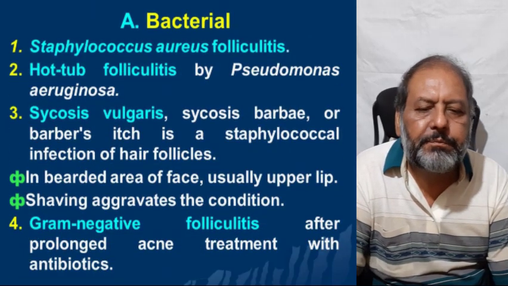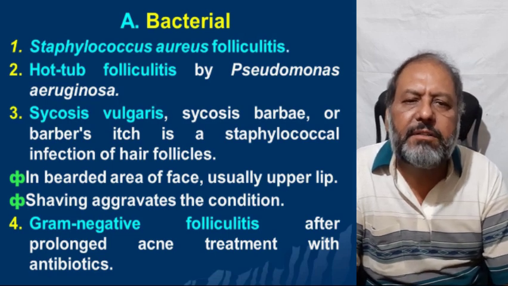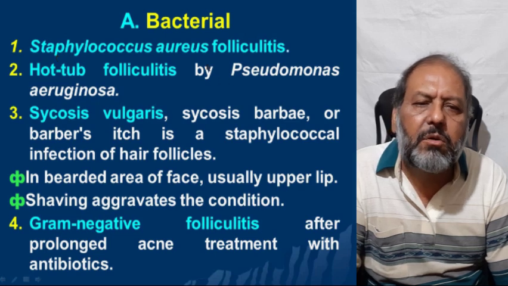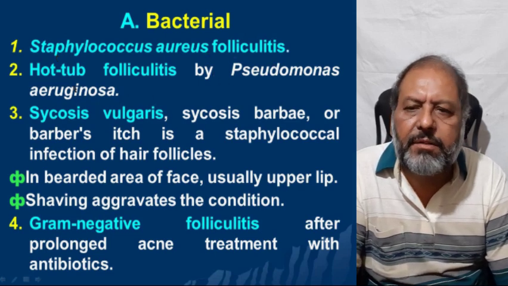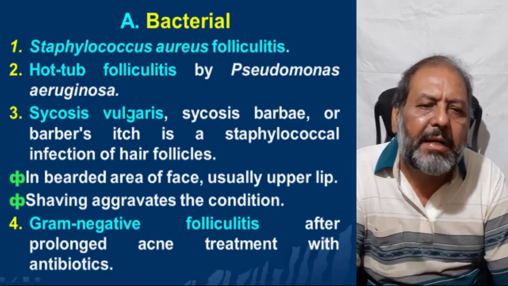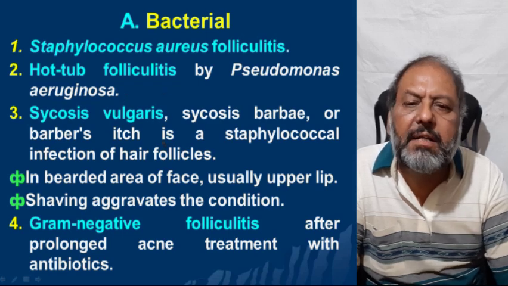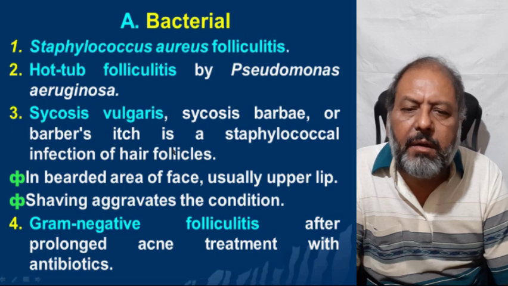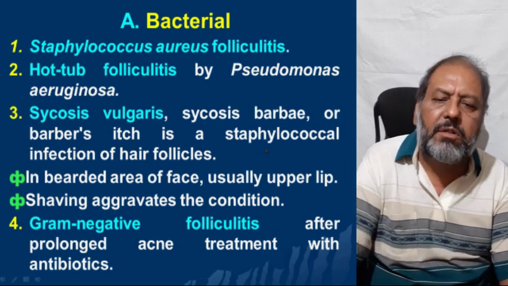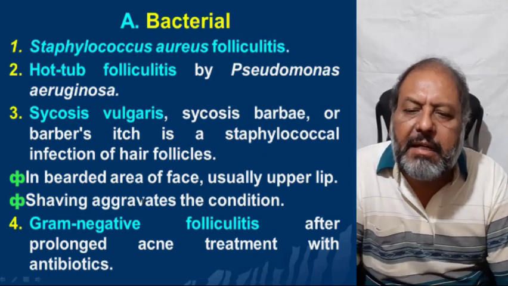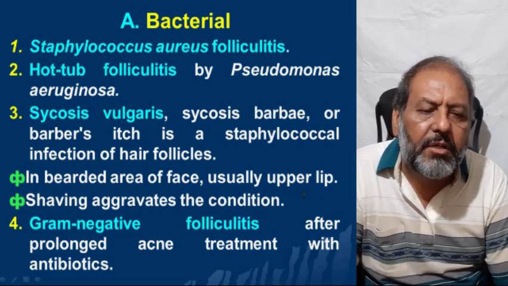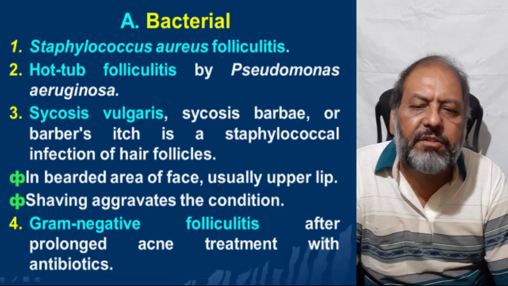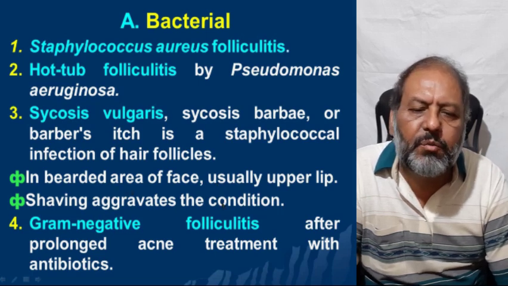So the first cause is the bacterial cause, that is because of, number one, Staphylococcus aureus folliculitis, hot tub folliculitis by Pseudomonas aeruginosa bacteria, Sycosis vulgaris, Sycosis barbae, or barber's itch, which is a Staphylococcus infection of the hair follicles. In the bearded area of the face, usually the upper lip, it is seen there. Shaving aggravates the condition, so that is Sycosis vulgaris.